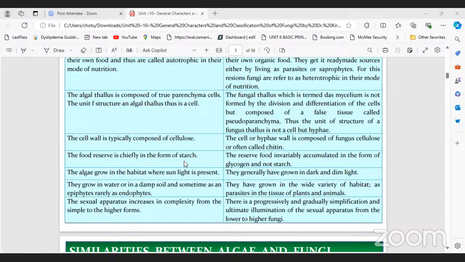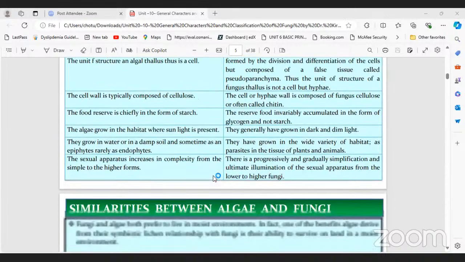Coming to reproduction. In algae, the reproductive apparatus increases in complexity from the simple to the higher forms. In fungal reproduction, there is a progressive and gradual simplification and ultimate elimination of the sexual apparatus from the lower to the higher fungi. This is the reproduction of the fungi.